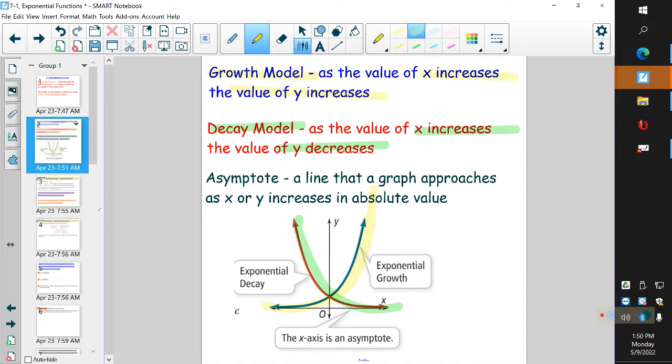Why is it decay? Because we're always dying, aren't we? From the minute that we're born, we're always dying. So that's why it's decay, okay?